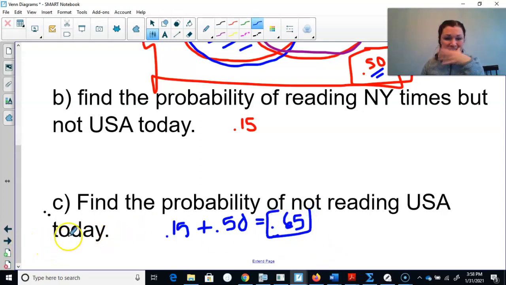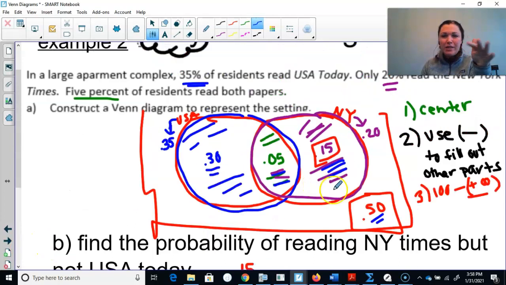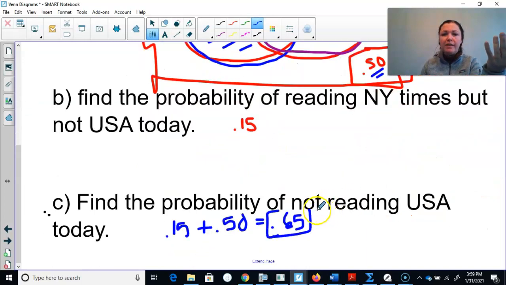All right, and that's it for this one. So again, just to quickly sum this up, we do our circles, we do the center, then we say, what does this whole circle equal? It tells us in the problem. We do subtraction from that middle to figure out that outside. Same over here. So we use subtraction to fill out the other parts. And then finally, we add up the sum, so everything in the circles, and subtract from 100. And that's where we got that 50% out there.